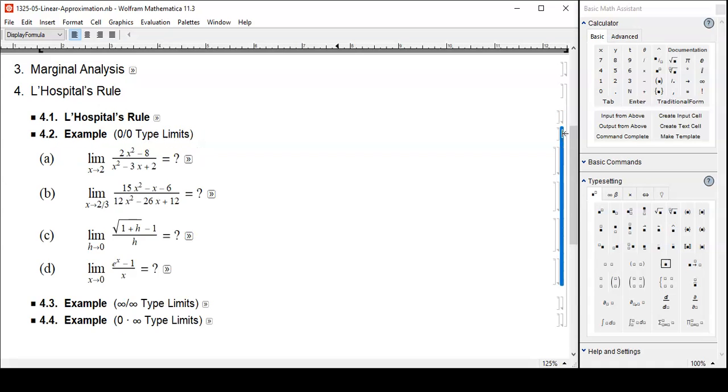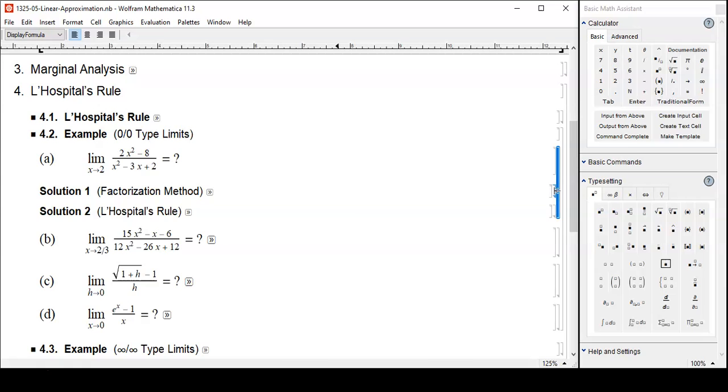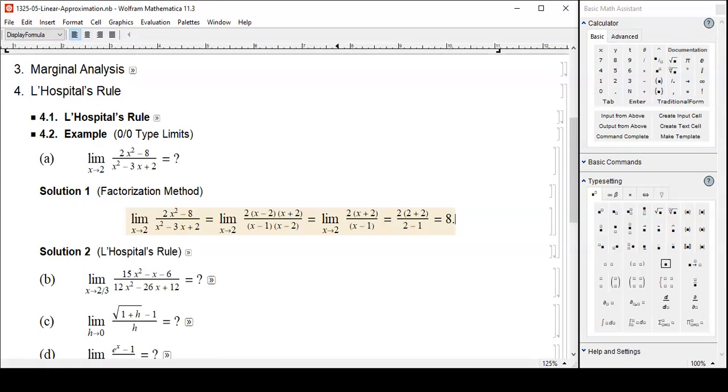Now let's talk about actual application. Here's the first problem. Do you all recognize this problem? We went through the very same example in lesson 2, and that was actually a pretty easy problem. Here we go. Factor the numerator and factor the denominator, and you can see that x minus 2 is common. Cross those out, and what's left is no longer 0 over 0 type limit, so plug in the numbers and do your computation, and you have the answer.